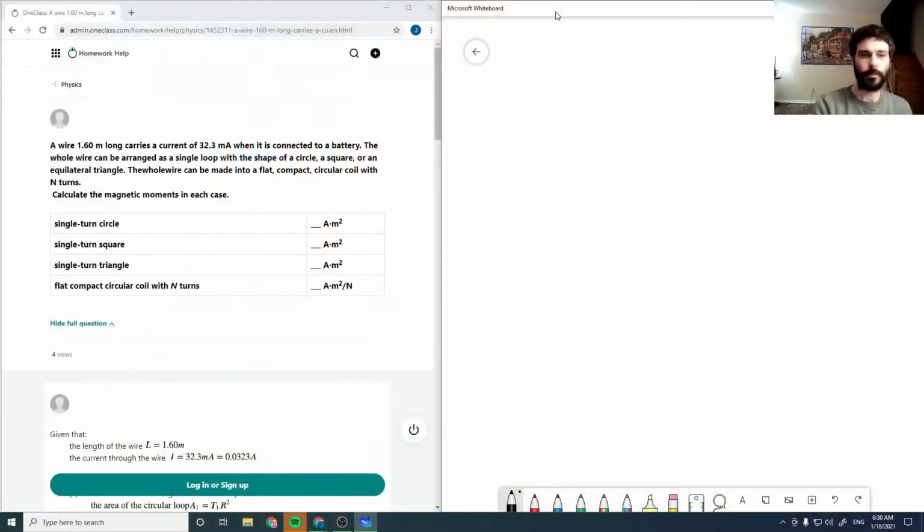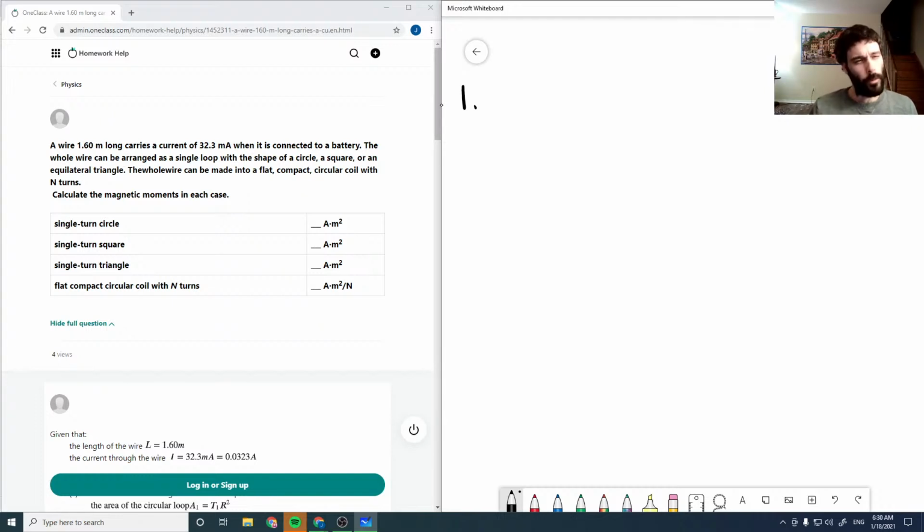I have a PhD in physical chemistry and today I'm going to run through a few undergraduate level physics questions. So here's our first one. I'll just read it off.